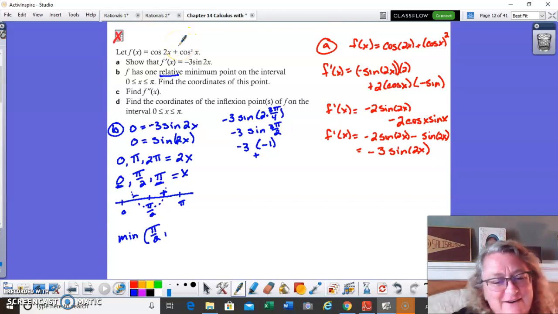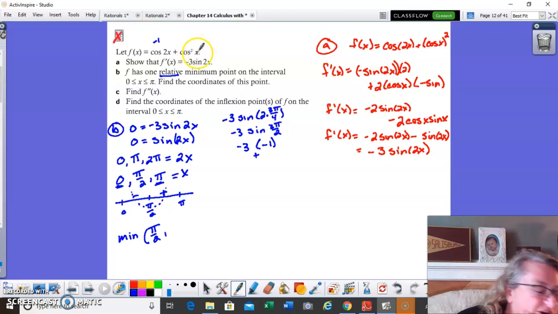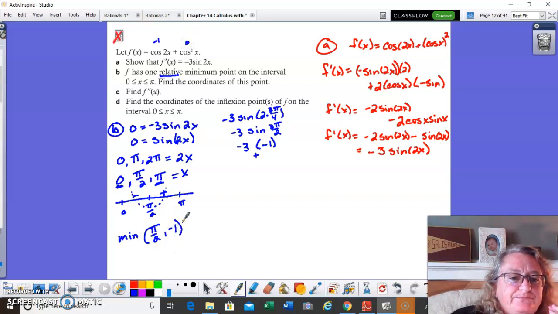Okay, so let's put in pi over 2. Sine of 2 times pi over 2, so the cosine of pi is -1. The cosine of pi over 2 is 0, and 0 squared is 0, so -1 plus 0 is -1. So there's my minimum point.